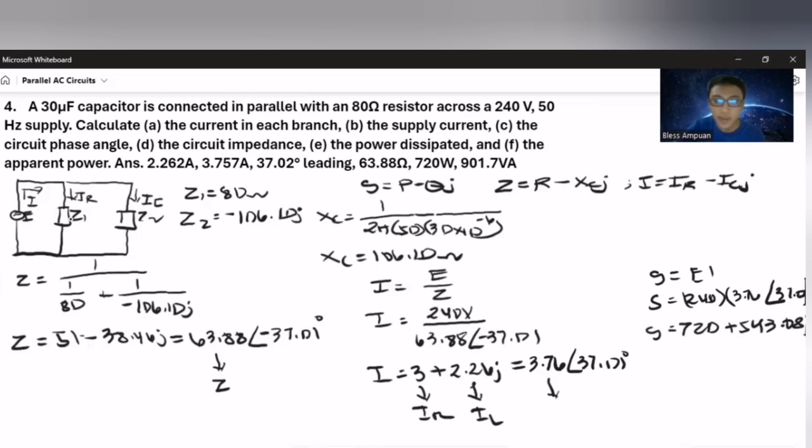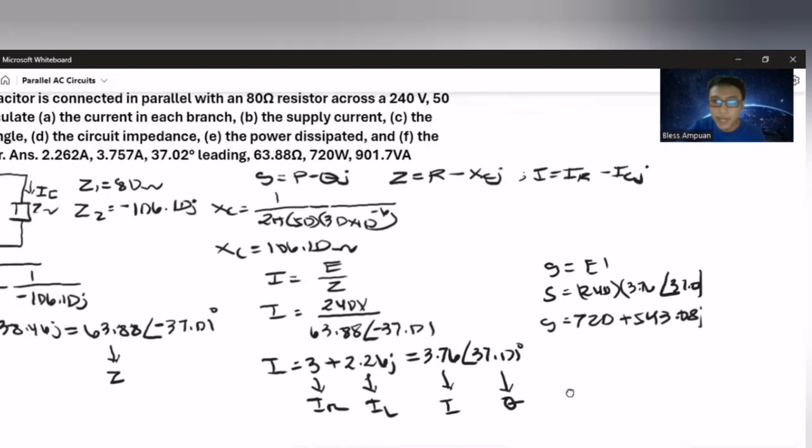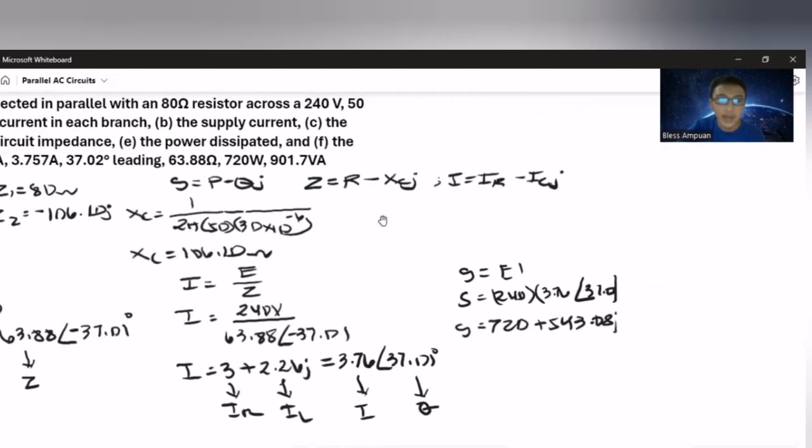3.76 is for our total current. 3.01 is for our phase angle. Now, 63.88 is the circuit impedance. And for the power, we are also looking for the power in watts and the apparent power.